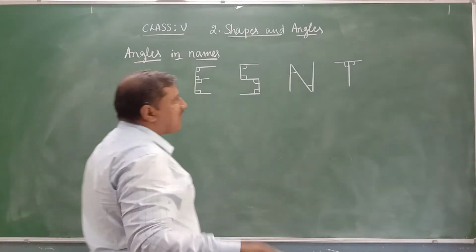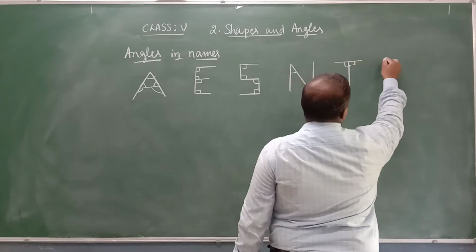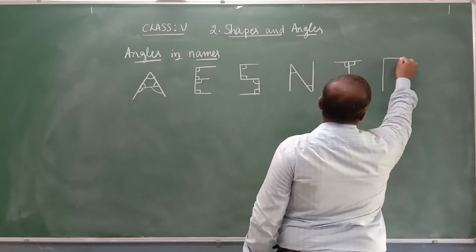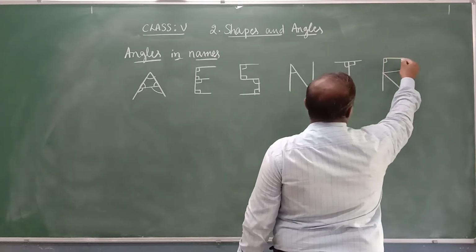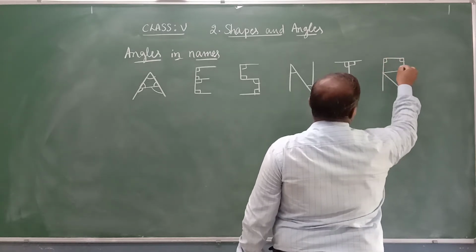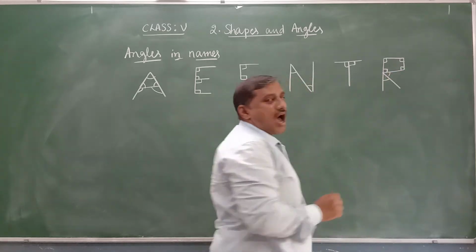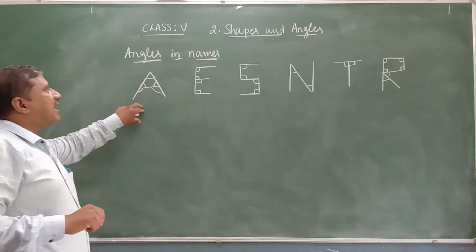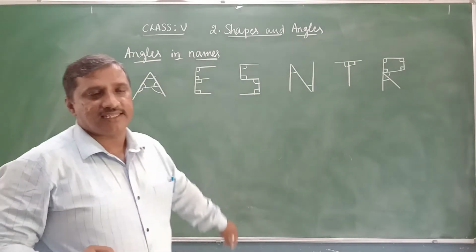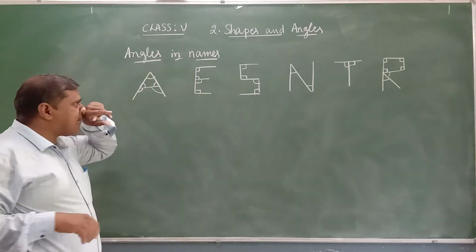Now, like this, we can find different letters and write their names. We take R. This is the letter R, so we will find different angles. This is a right angle, and this is a right angle, this is a right angle, and these two are both acute angles, that is, less than a right angle. So like this we will find angles in the letters. Now if we write a name, we will find different angles in the names.